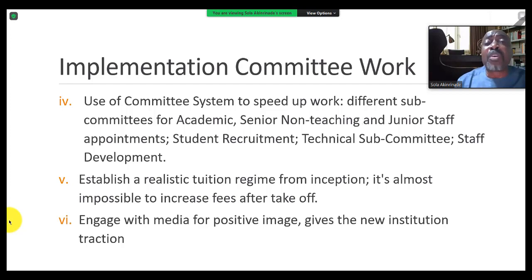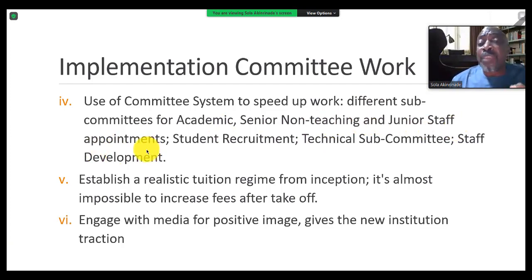Then the implementation committee must learn to use the subcommittee system. You know that subcommittee is a feature of universities anyway. It might as well start with the implementation committee. A subcommittee system speeds up the process because they'll be doing different things simultaneously. You don't have to wait to finish the appointment of academic staff before you start on junior staff, before you start on technical staff. No. Set up different subcommittees for academic, senior non-teaching, and junior staff appointments.